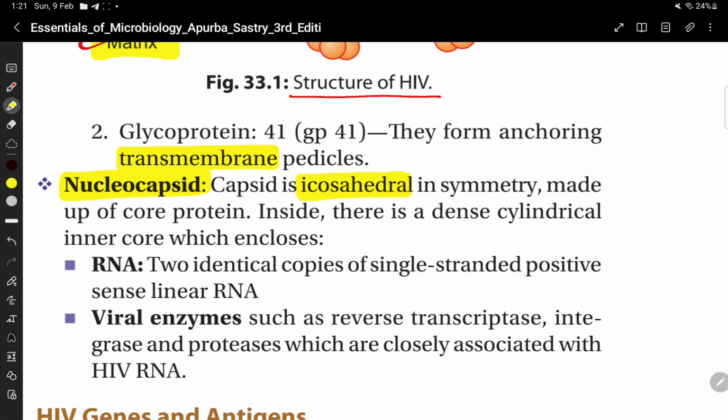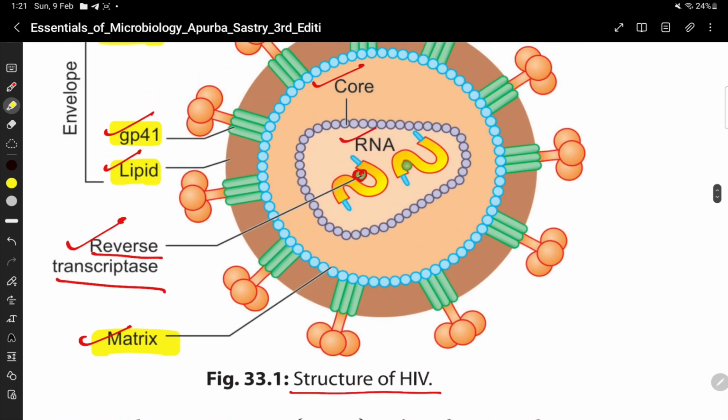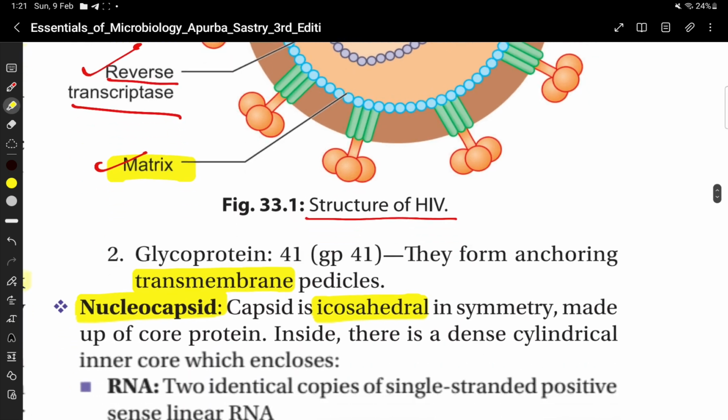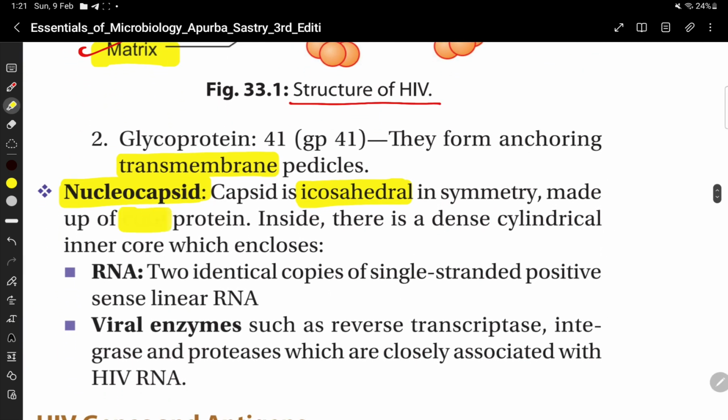The capsid is icosahedral in symmetry, made up of core protein.